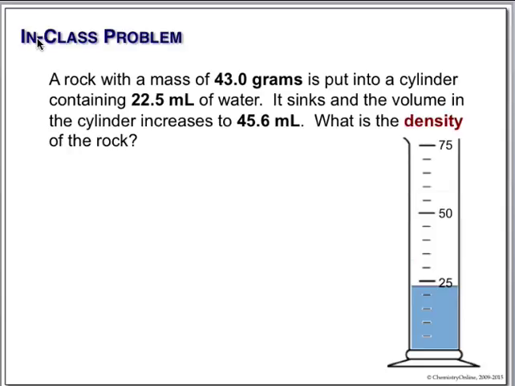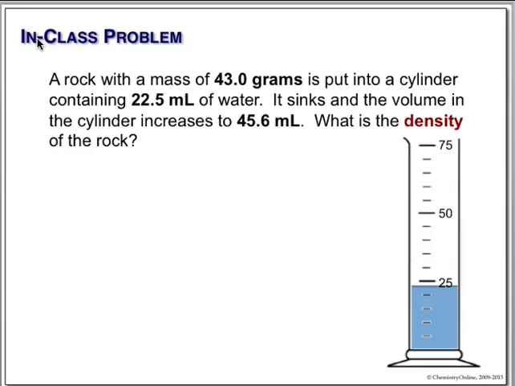This is a very classic experiment, but this pretty much describes what we're doing. We have a rock. It has a mass of 43 grams, and we have a graduated cylinder here with 22.5 mils of water. We're going to drop it in. The rock will displace some water, and when it does, the volume increases to 45.6. With these data, you can calculate the density.